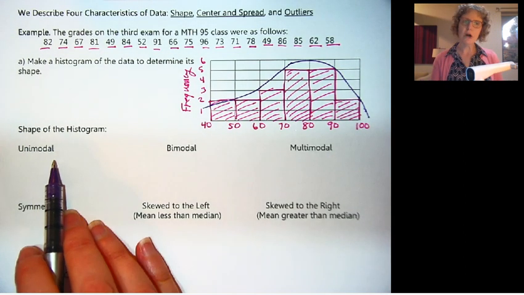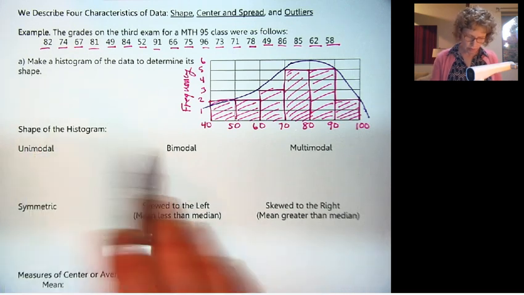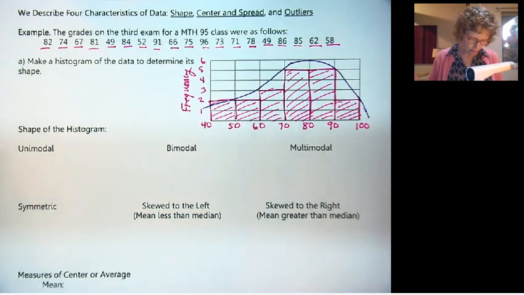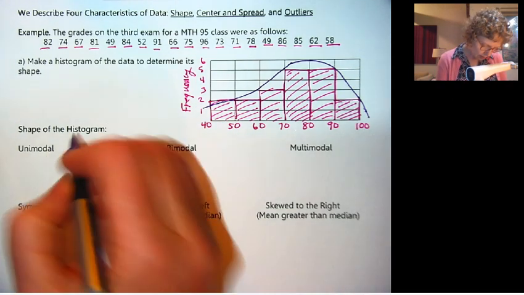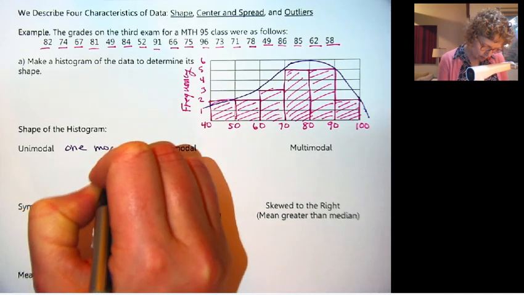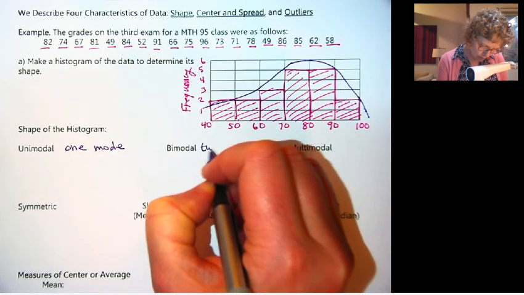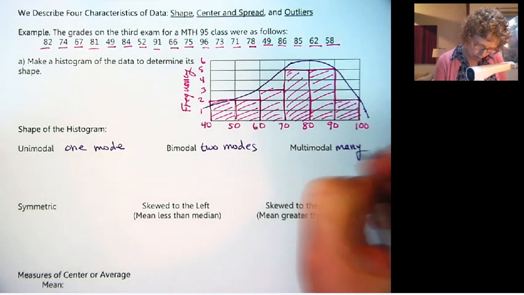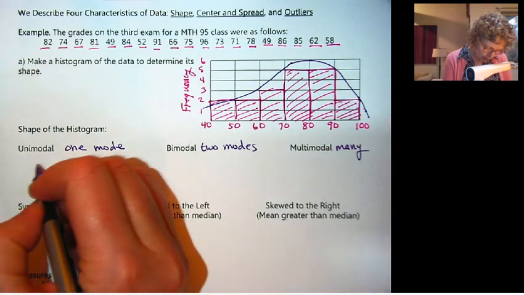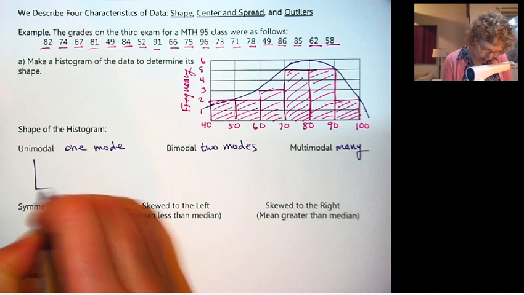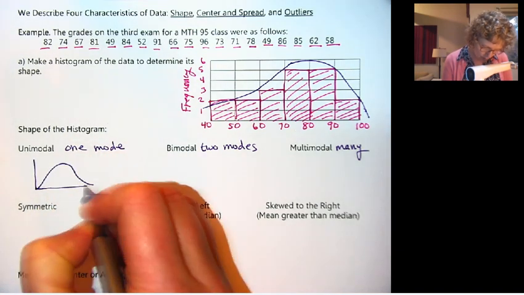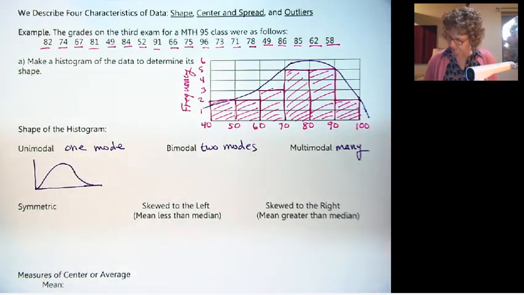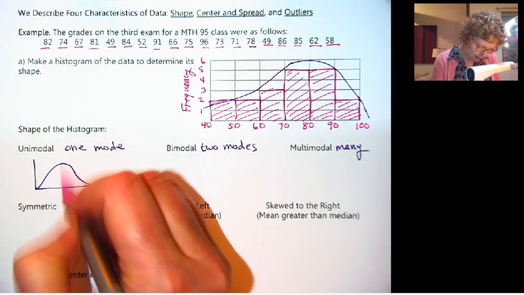So first we talk about the modes. And the options are unimodal, bimodal, or multimodal. Unimodal means one mode, just like a unicycle, one mode. Bimodal is 2. Multimodal is many, or really more than 2. So anything unimodal, this is unimodal. It's got one peak or one hump. And this we call the mode. It's really the point that has the tallest bar.